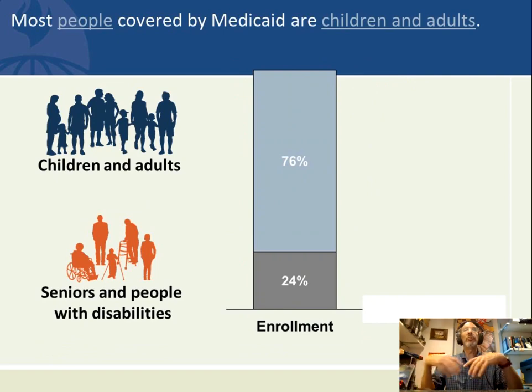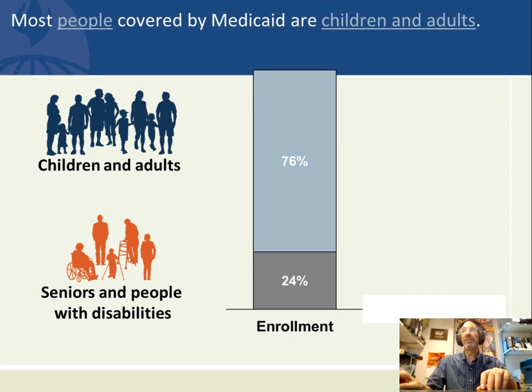So if we look at who the pool is, 76% of the eligibles for Medicaid are children and adults, typically with low income. So 76% of people who qualify for Medicaid are children and adults, and 24% are seniors and disabled. So most of the people who ought to be on Medicaid are low-income people, and the minority are the seniors and the people with disabilities.